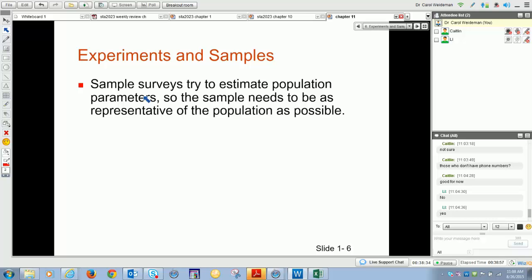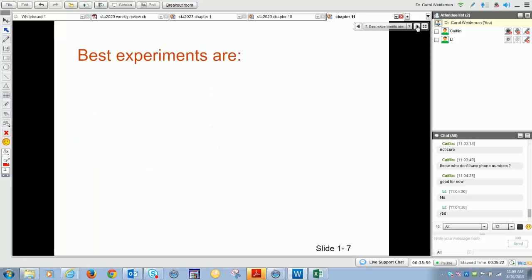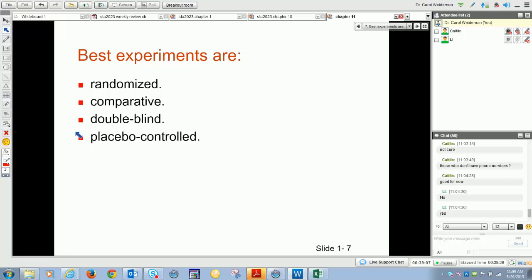So surveys, again, I'm going to emphasize this. Surveys try to estimate population parameters, so the sample needs to be as representative of the population as possible. That's why we draw a random sample. In an experiment, we're trying to study the effects of the treatments, and the experimental units are not always drawn randomly. If we're looking at the effect of a drug on a particular disease, we're only going to include people who have that disease in the study. So the best experiments are randomized, comparative, double-blinded, placebo-controlled. This is the best, what we call the gold standard. Not all experiments are done that way, but that's what would be the best gold standard.